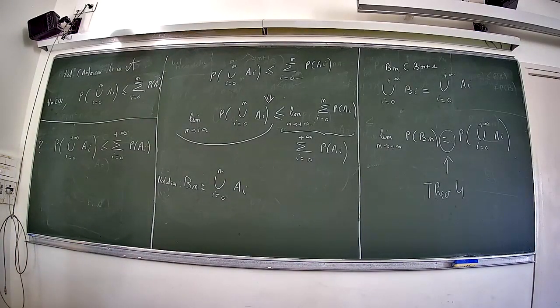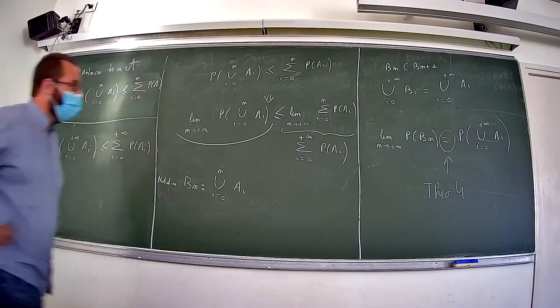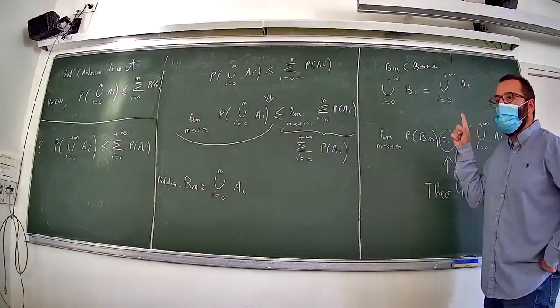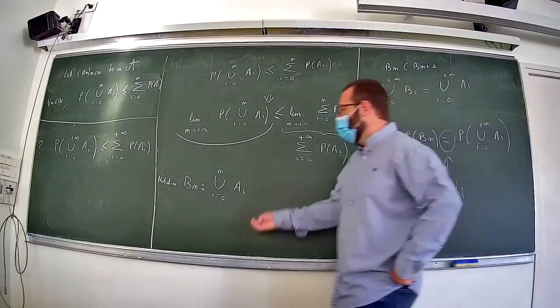So it's not if, huh? Okay, it's increasing. So B_n is increasing. I think A_i is increasing. How can we say B_i is equal to A_i? Oh, it's not what I write. No, I don't write here that B_i is equal to A_i. It's not what I say here.